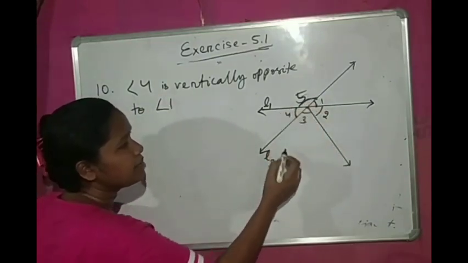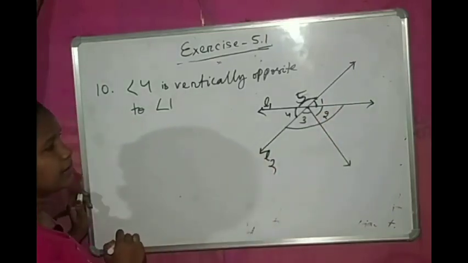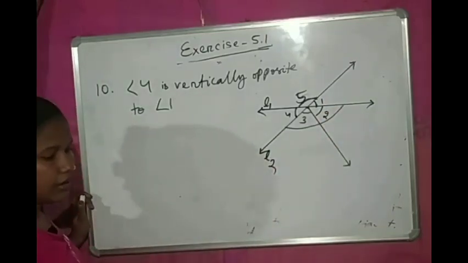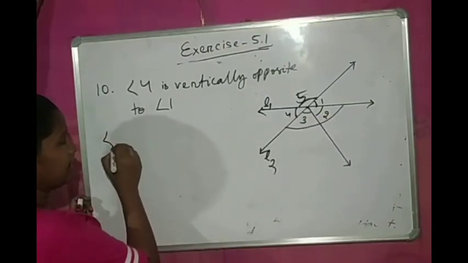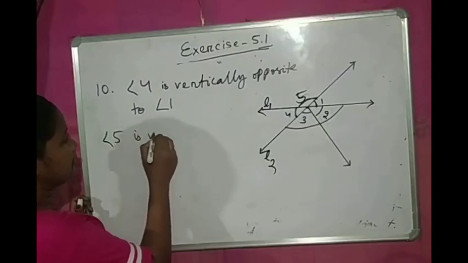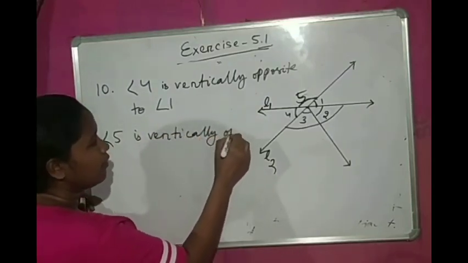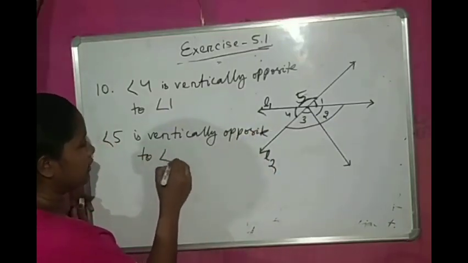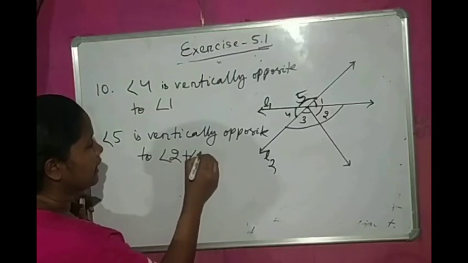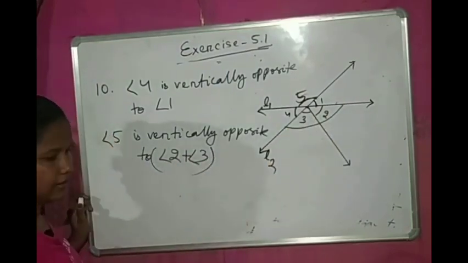Next we'll move on. Angle 5 is vertically opposite to angle 2 plus 3. So here it is showing pairs of angles. So you can say angle 5 is vertically opposite to angle 2 plus angle 3. You have to add this angle.